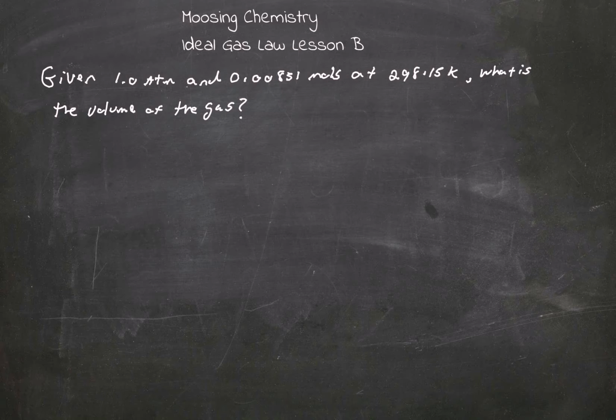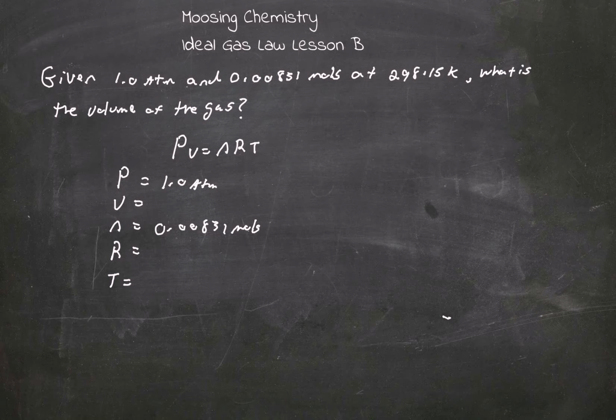Okay, so we're going to go ahead and set this up. And let's write this out. So we got PV equals nRT. So just like in all the other laws, we're going to set this up PV, nR, and T. Okay, now the pressure is 1.0 atm. The moles are 0.0083 moles. The volume is what we're looking for.